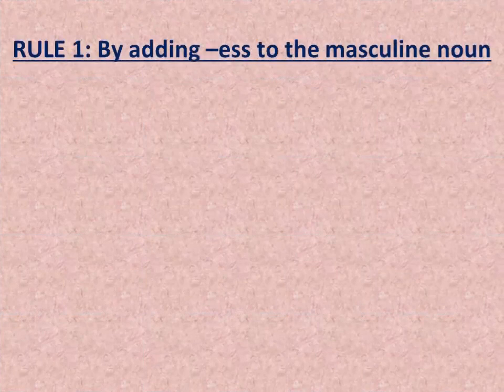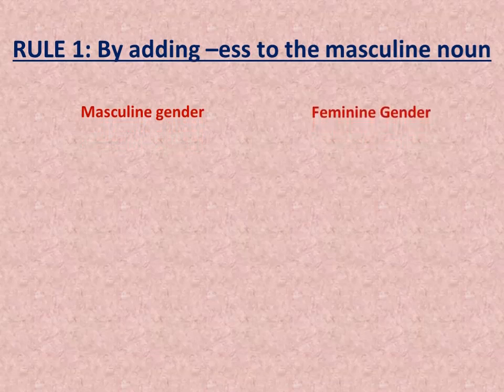Rule number 1. By adding ESS to the masculine noun. So here masculine gender and feminine gender. So for writing the feminine gender of lion, how we can write lioness? That is, we are adding ESS with this noun. Next one, baron. So how we can write baroness? We are adding ESS with the feminine gender. So this is the first rule.